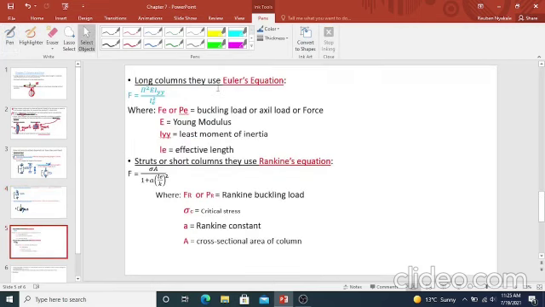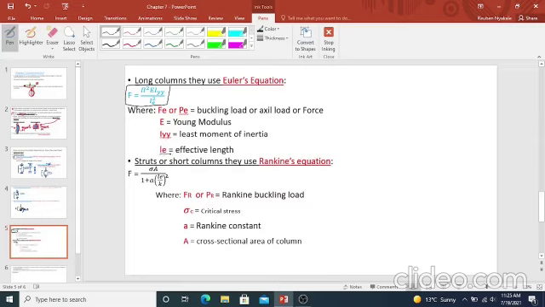Now like I said, Euler deals with long columns. This is the formula of Euler determining the force applied on the long columns. It is force equals pi squared multiplied by E for Young modulus, then I for least moment of inertia, the IYY, then the effective length that we were dealing with.